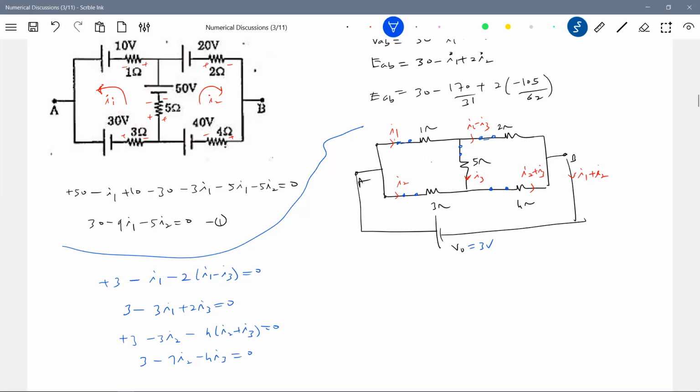Then one more loop equation here. So this will be minus I1 minus 5 I3 plus 3 I2 equals 0. So solving all this, we'll get I1, I2. Then what is the resistance RAB? What you should do is V naught. V naught is how much? 3, no? By I1 plus I2.